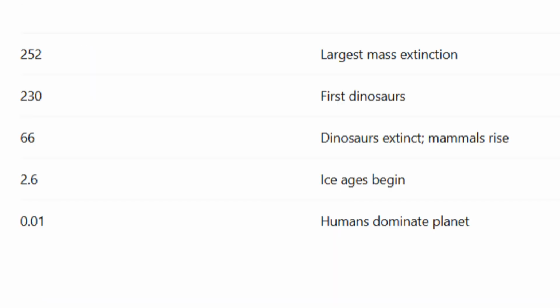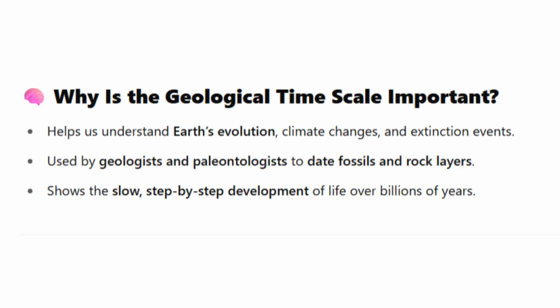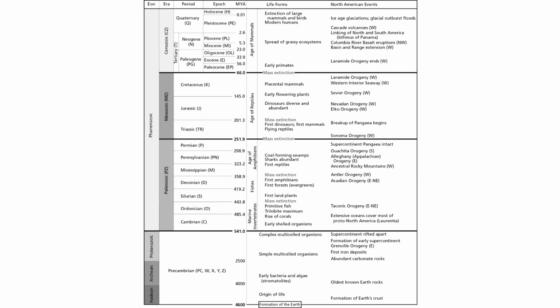230: first dinosaurs. 66: dinosaurs extinct, mammals rise. 2.6: ice ages begin. 0.01: humans dominate planet. Why is the geological timescale important? It helps us understand Earth's evolution, climate changes, and extinction events. It is used by geologists and paleontologists to date fossils and rock layers. It shows the slow, step-by-step development of life over billions of years.